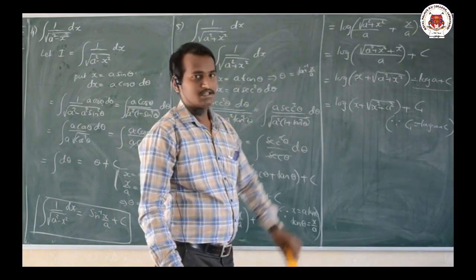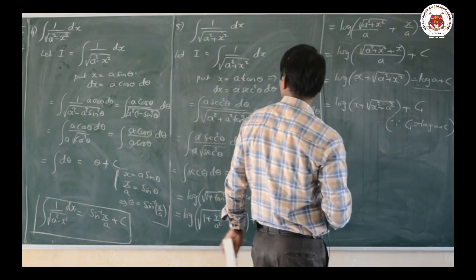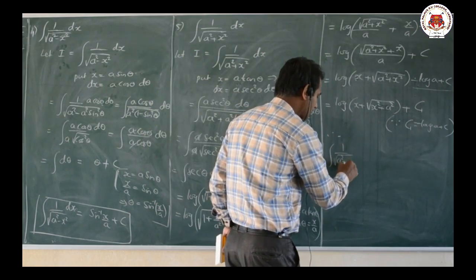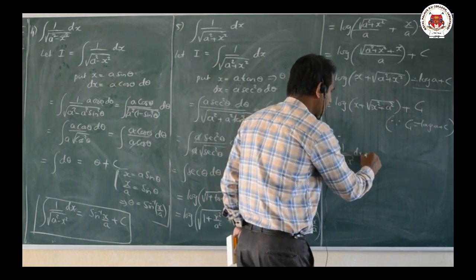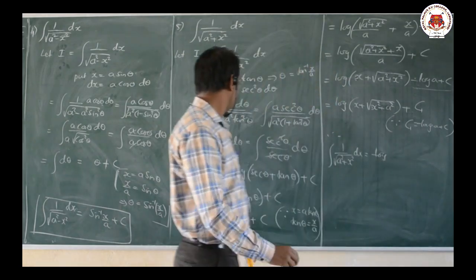Now here this formula we are having. So therefore, what we get, integration of 1 divided by root of a square plus x square dx equal to log of, now here one more thing we are left.